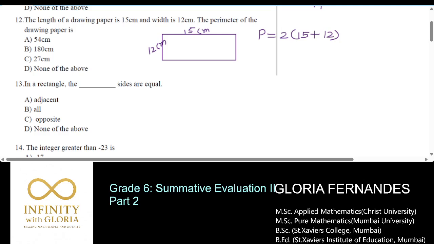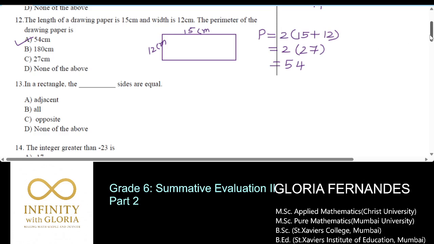And what is the width of the paper? 12. So 15 plus 12, that is 2 times, and 15 plus 12 will be 27. And 27 times 2 is 54. So the perimeter of this drawing paper is 54 centimeter. Perimeter can also be known as the boundary.